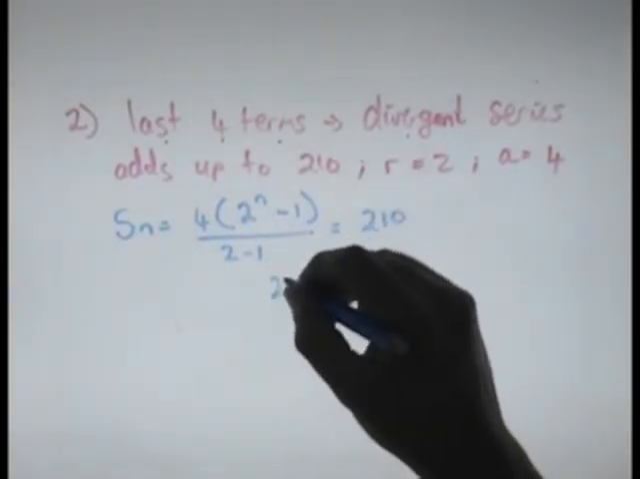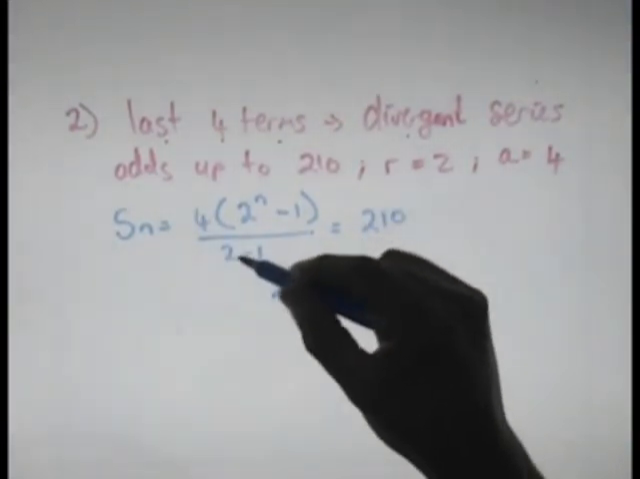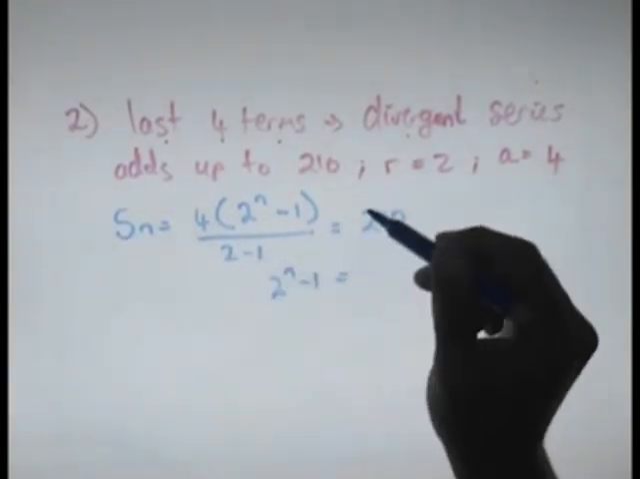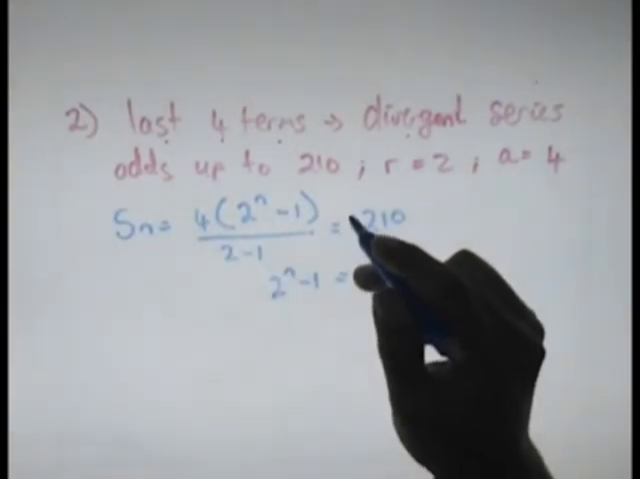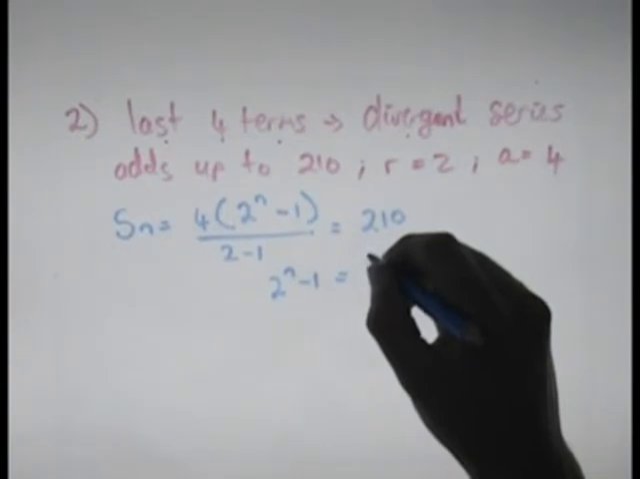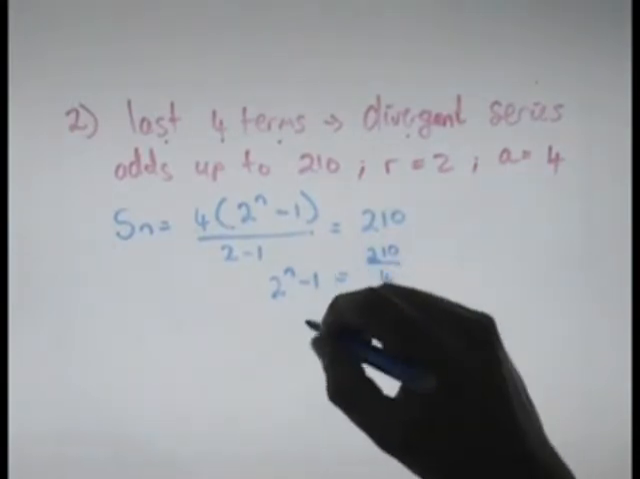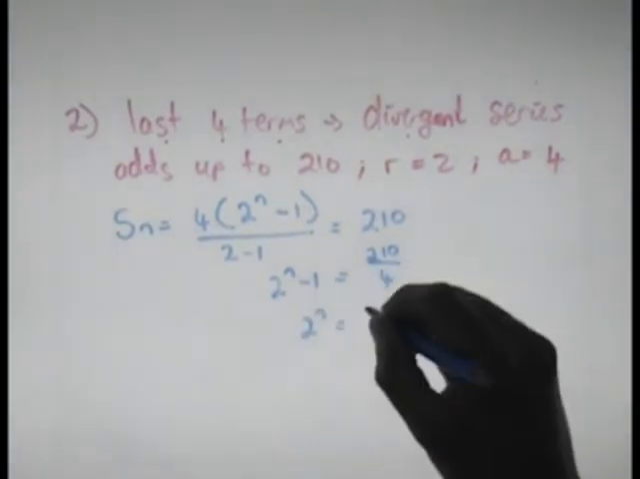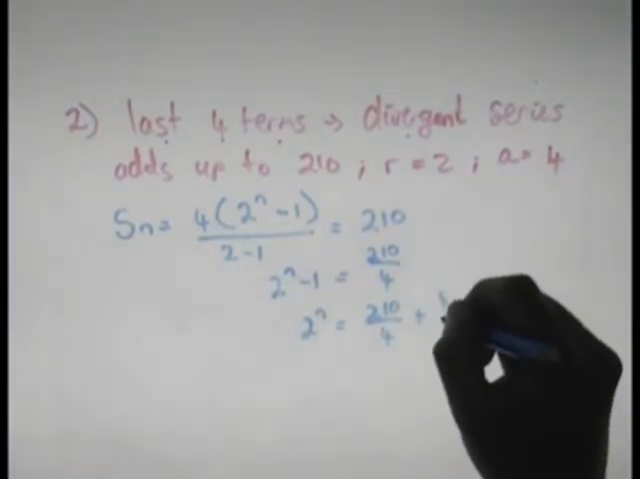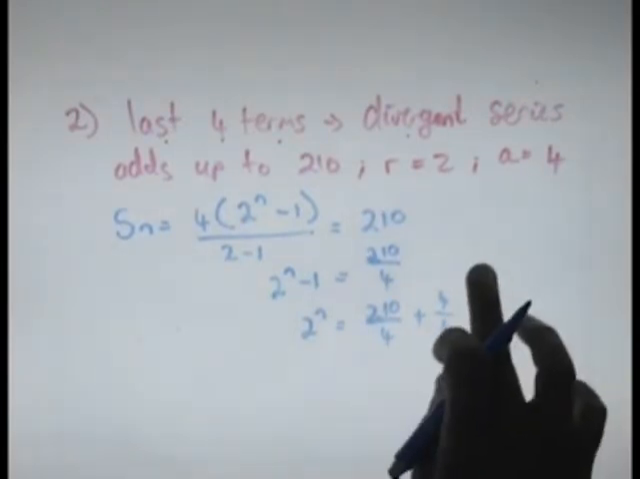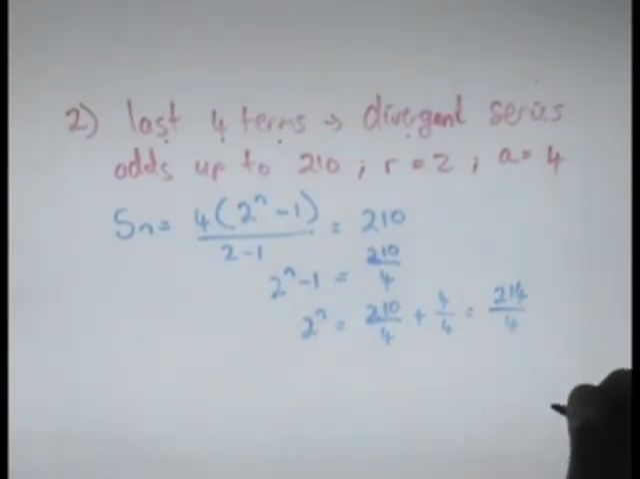That means that 2 to the power n minus 1 is equal to 210 divided by 4. The reason I'm not worrying about the denominator is because 2 minus 1 is 1. 210 divided by 4, I'm just going to leave it for now as 210 over 4. That means that 2 to the power n is equal to 210 over 4 plus 4 over 4, which is going to give me 214 over 4.